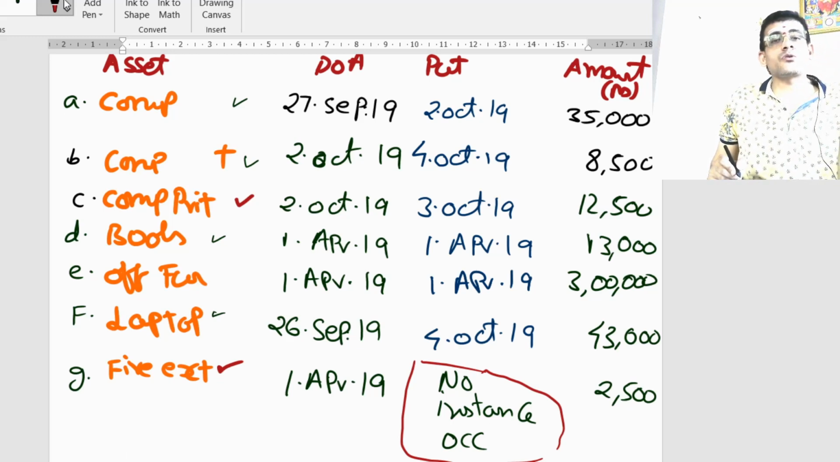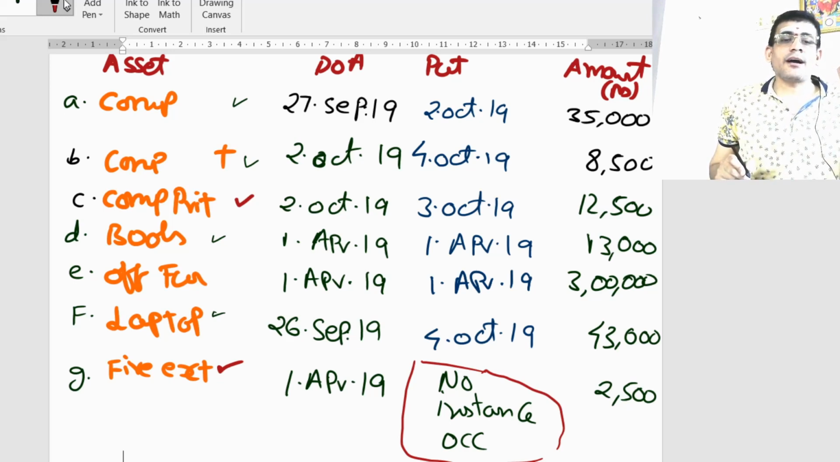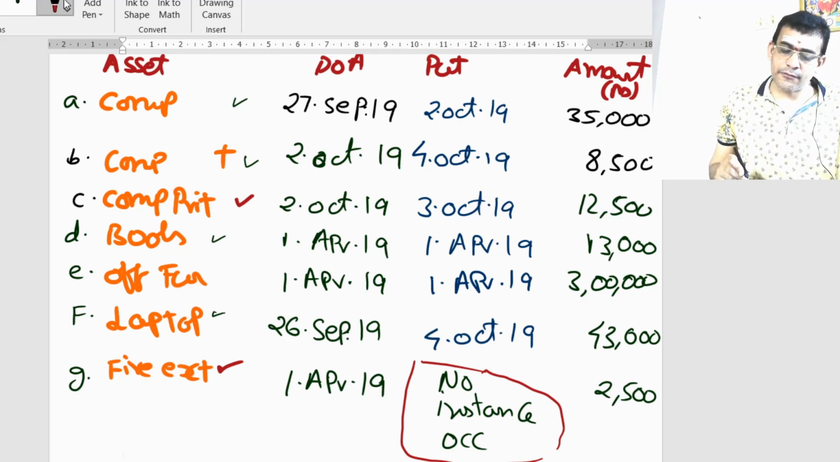Because fire extinguisher use will be happening only when the fire accident happens. Fire accident will not happen on a daily basis or even occasionally. So the Supreme Court has given a ruling that a fire extinguisher, even though not used in the year, if it is installed, you can start taking the depreciation. So that's the reason fire extinguisher is completely and totally different.